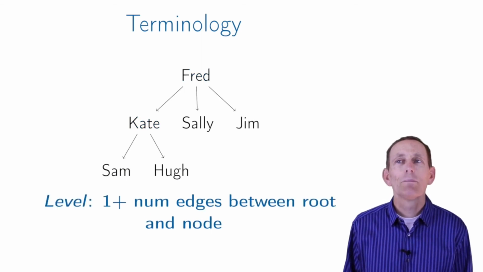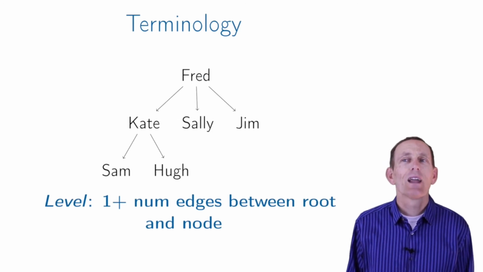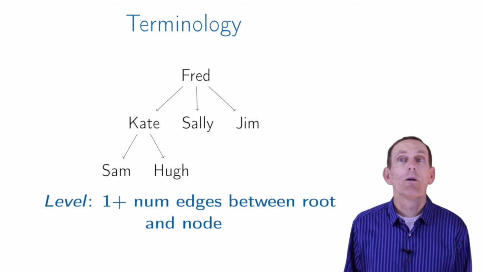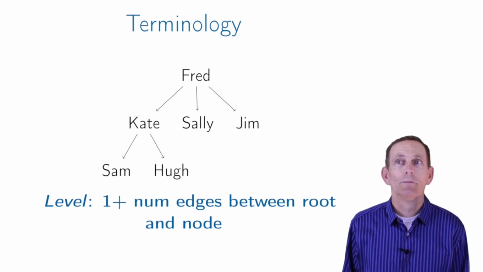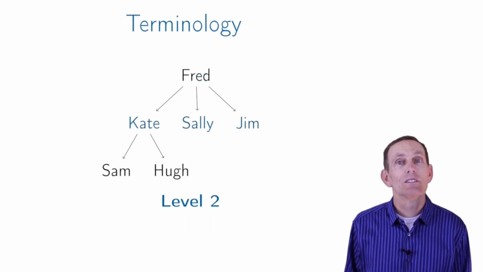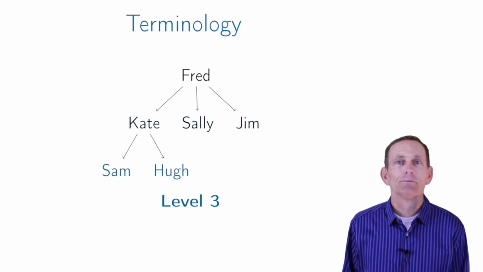The level is 1 plus the number of edges between the root and the node. So let's think about that. Fred, how many edges are there between the root and the Fred node? Well, since the Fred node is the root, there are no edges. So its level would be 1. Kate has one edge between Fred and Kate, so its level would be 2, along with its siblings, Sally and Jim. And Sam and Hugh are level 3.